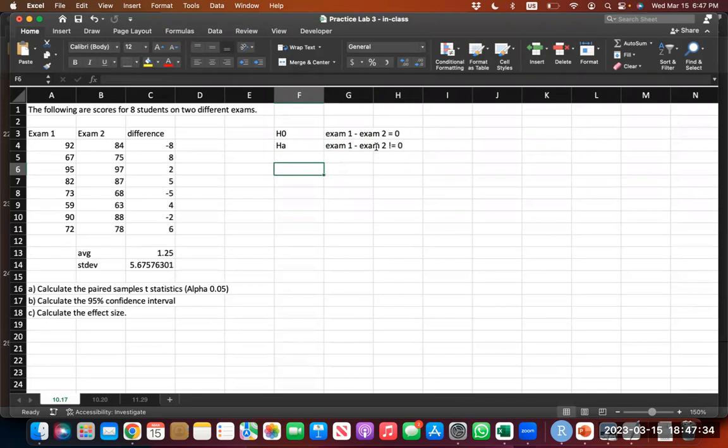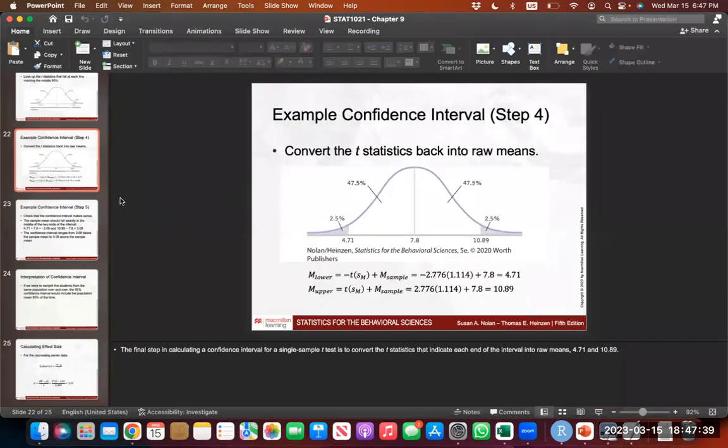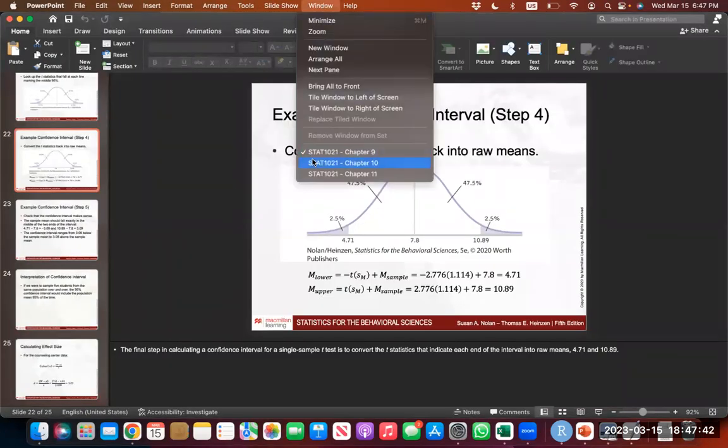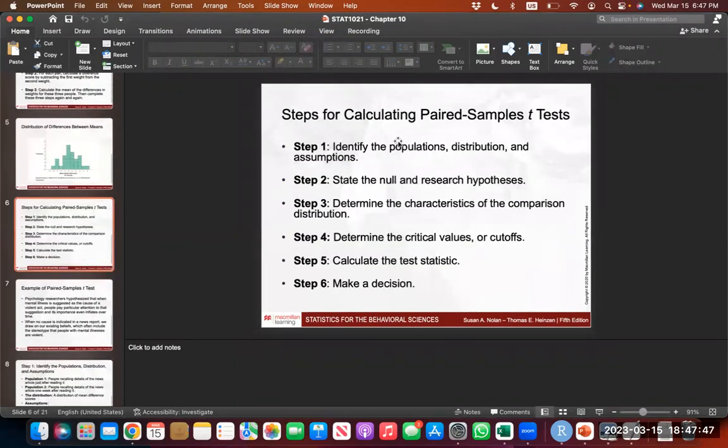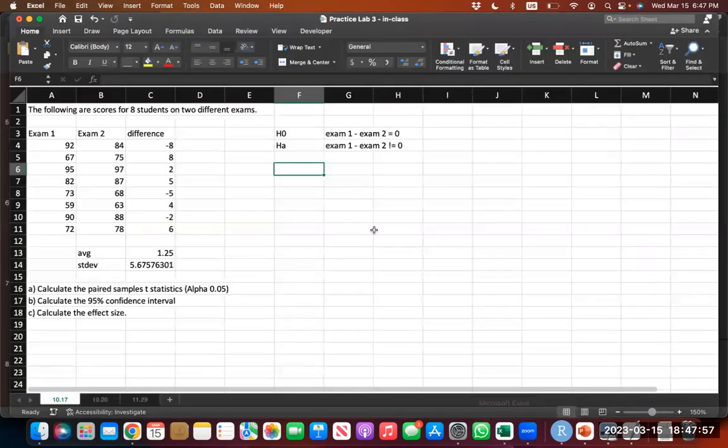That's step number 2. I forget those steps. Okay, so we're basically doing the paired sample t-test, chapter 10. Step 1, populations, distribution, assumptions. Step 2, state null and research hypothesis. Now step 3, determine the characteristics of the comparison distribution. That's basically where you know your standard deviation. You know what that standard deviation of your differences looks like. You have calculated it. Now you need to know, based on this one collapsed sample, you know the mean.